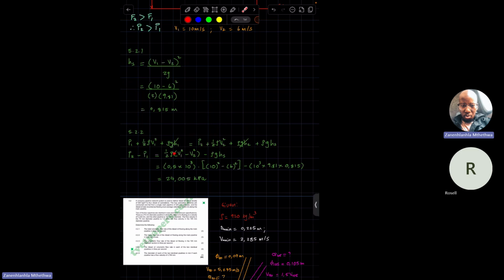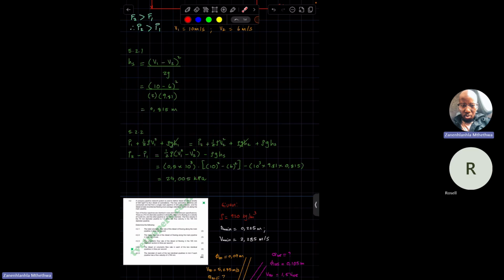In substituting, the rho is the rho of water, it's the density of water. Seeing that we haven't been given the value of the density of water, we assume it is 1000. That is where this comes from. The 0.5 is this half here. And then we're given V1 as 10 and V2 as 6. Rho and g, we already know. Then Hs, we calculated here. And if you punch all of this in your calculators, this is what we get.